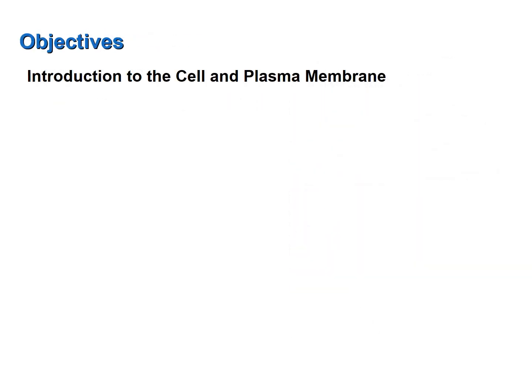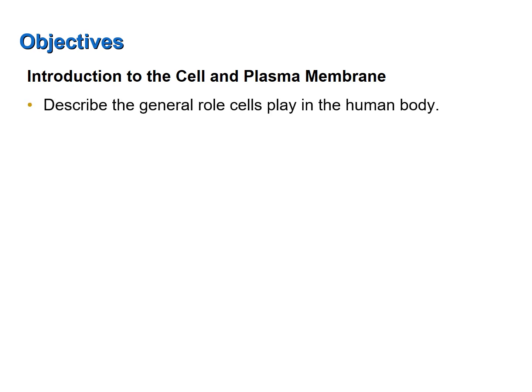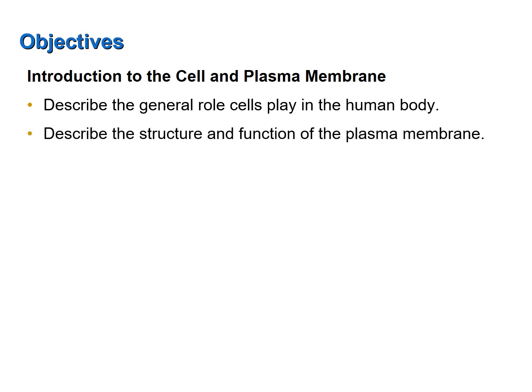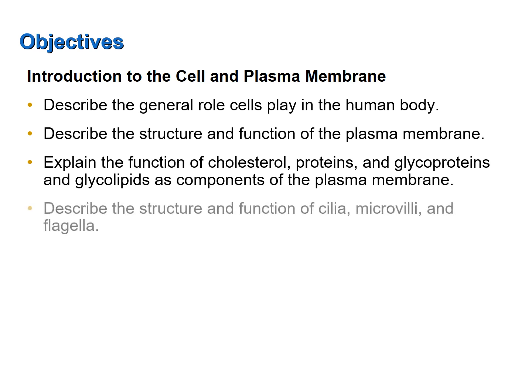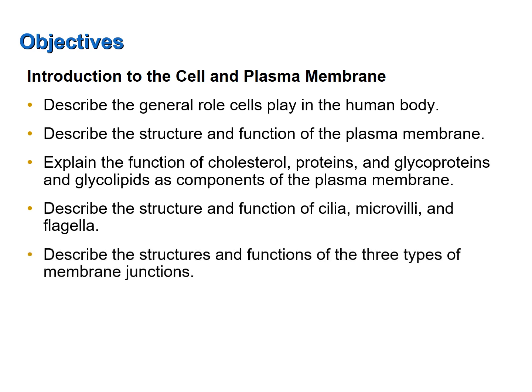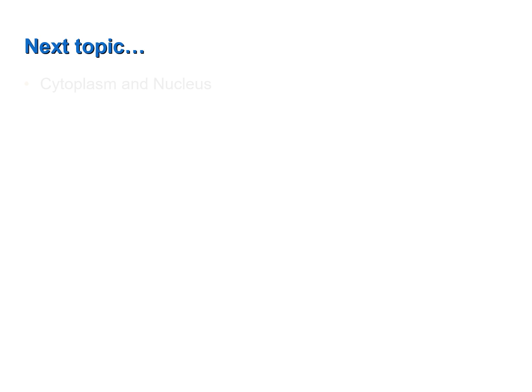Now let's review the objectives the screencast was designed to help you achieve. Describe the general role cells play in the human body. Describe the structure and function of the plasma membrane. Explain the function of cholesterol, proteins, and glycoproteins and glycolipids as components of the plasma membrane. Describe the structure and function of cilia, microvilli, and flagella. Describe the structures and functions of the three types of membrane junctions. The topic of the next screencast will be the cytoplasm and nucleus.